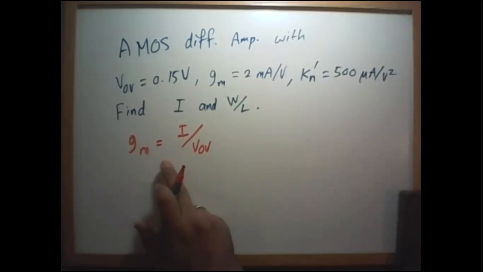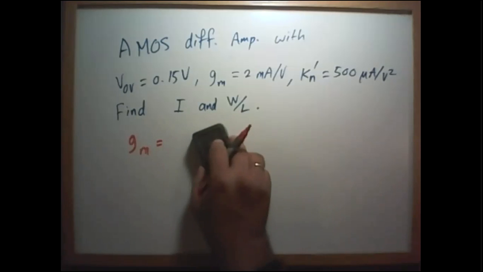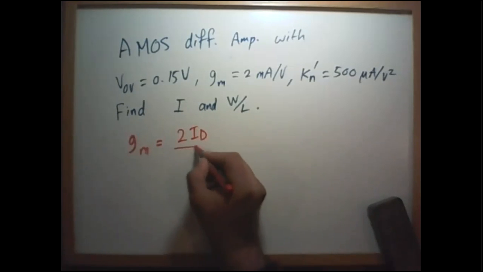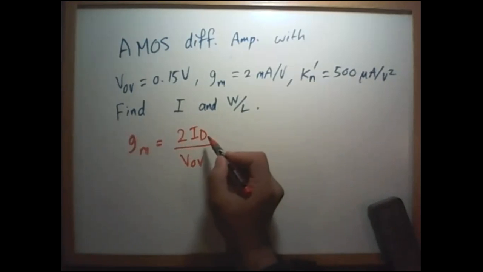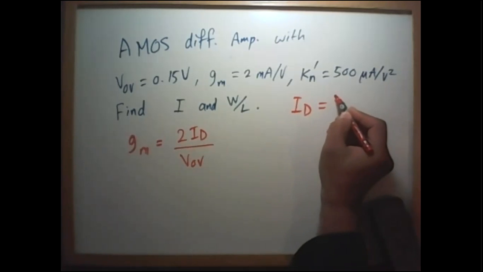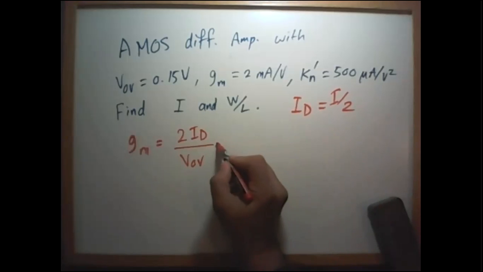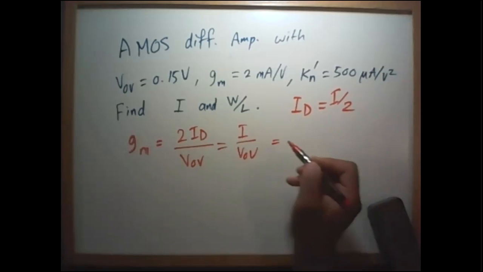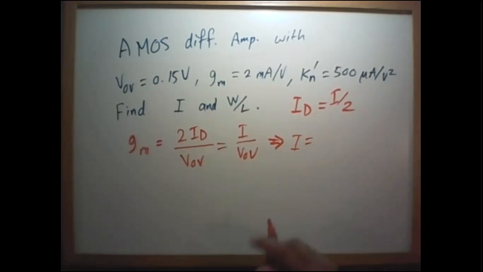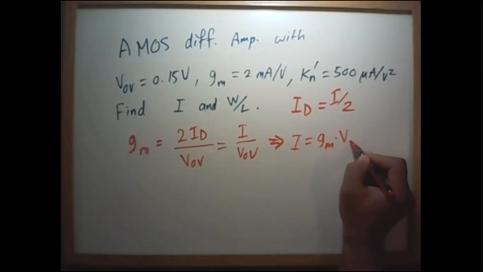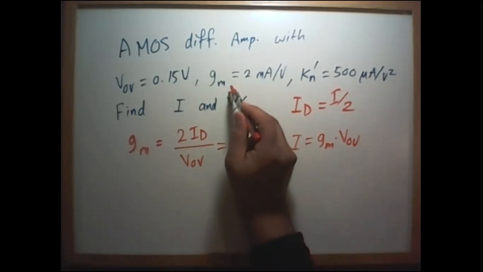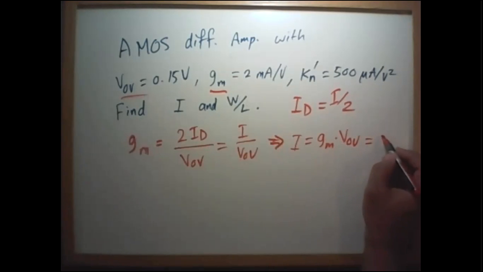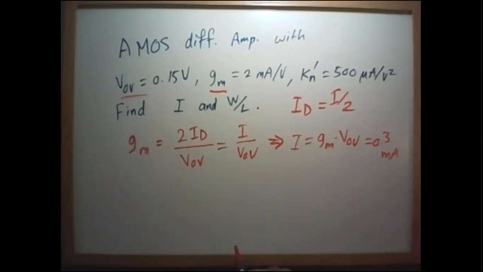So GM, as we mentioned before, originally this was 2ID divided by overdrive voltage, right? And we said that ID is I over 2, right? It's half the tail current. So this means GM is I over overdrive voltage. And we need to find I, okay? So I is GM times overdrive voltage, okay? If you multiply GM by overdrive voltage, what you get is 0.3 milliampere, of course, okay? Because this is milli and this is volt. Okay, next, how to find this one?